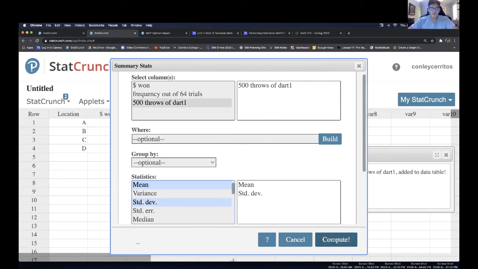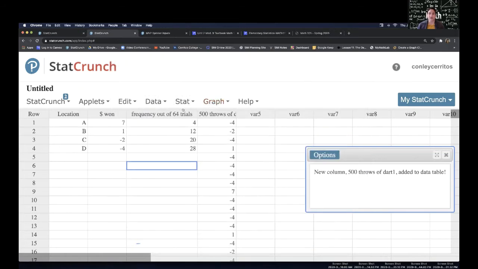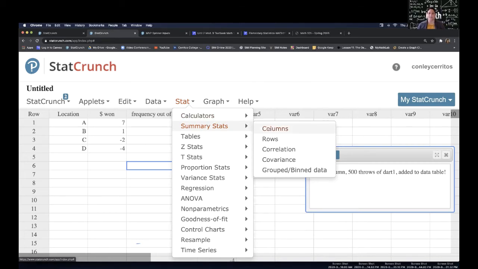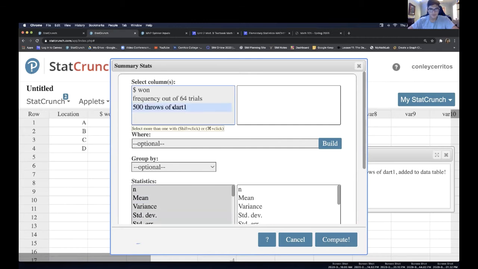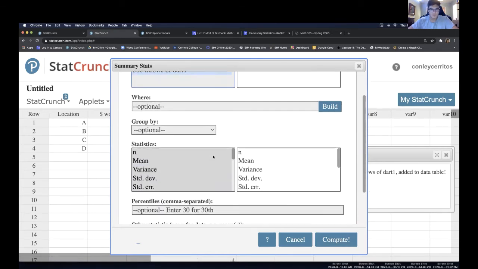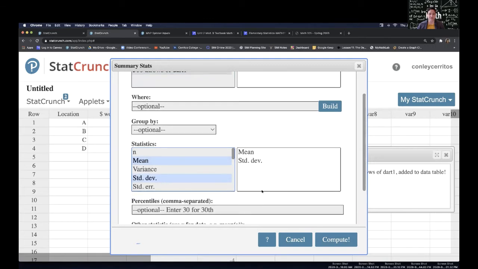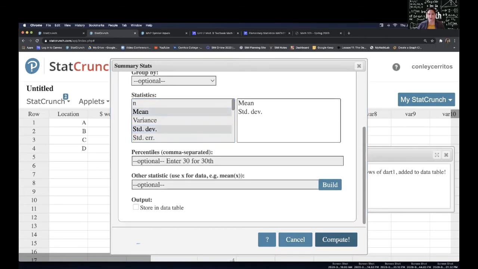Can you go back really quick, please? Yeah, of course. I'll cancel mine. So we're going to go to stat and summary stats. Okay. And I've got all my data in a column, so I'm going to go columns. Okay, thank you. And so I go mean, standard deviation, and I can just put compute.